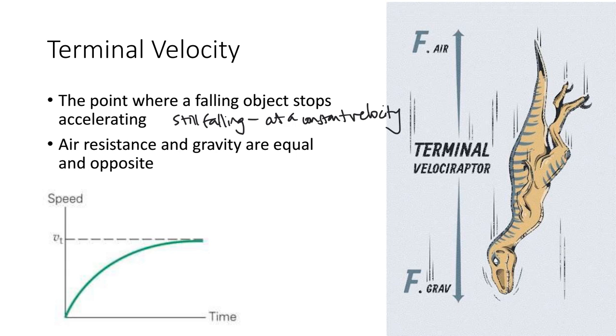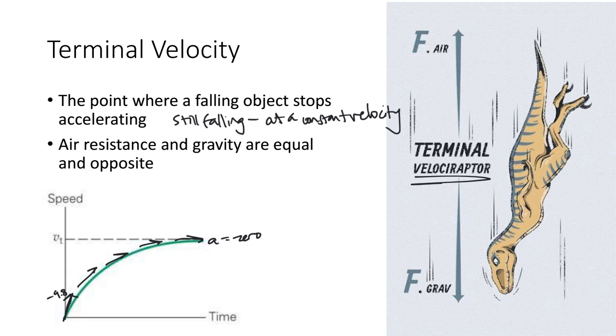So this happens when air resistance and gravity are equal and opposite. You can see in this graph that as an object falls, its initial acceleration, or slope of the line, might be negative 9.8. And as it continues to fall, the acceleration is going to approach 0. That doesn't mean that it's not falling, just that it is falling but not accelerating. And this happens due to air resistance.